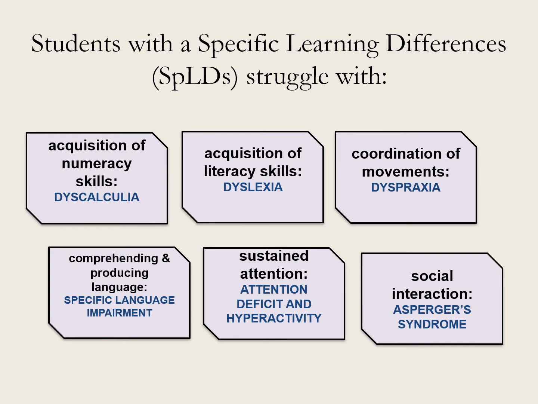Some of the most common learning differences are these 6. You will see that some students may have issues learning to add, subtract, multiply, and divide. Other students may have issues with learning how to read or the acquisition of literacy skills. Others may have issues with coordination of movements. There are some students who may have issues producing or reproducing language and sounds within the language.